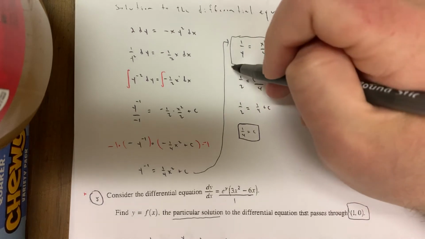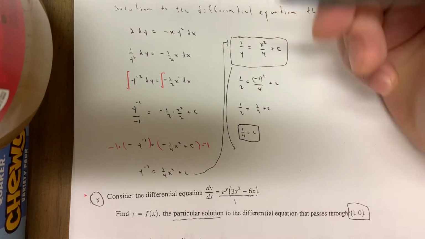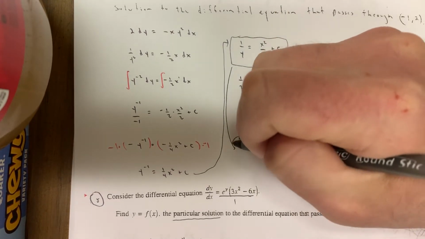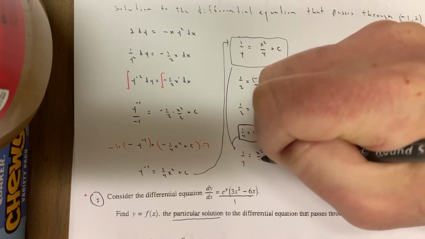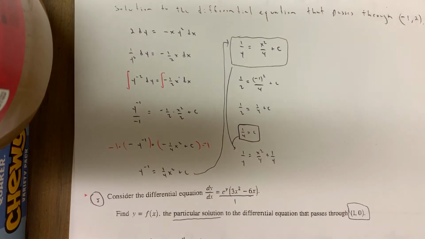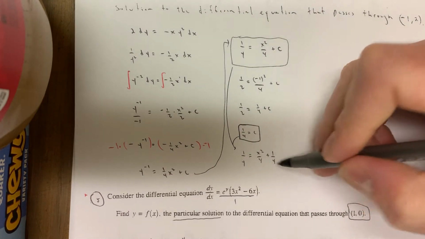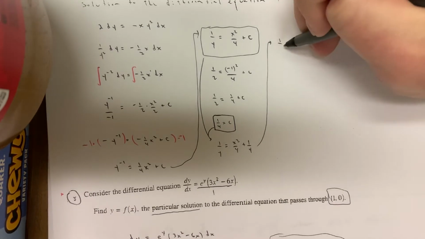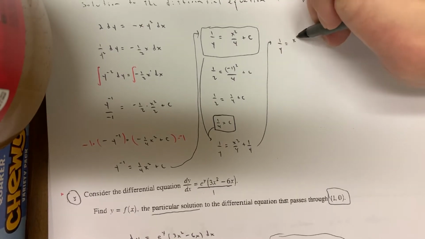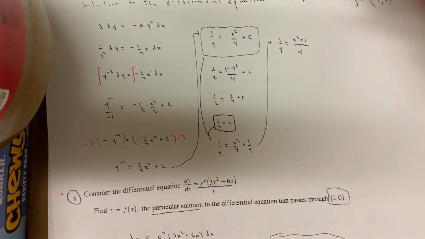All right, now I'm going to make sure that I plug that into this general solution. So 1 over y is now going to equal x squared over 4 plus 1 over 4. And you can see why I wrote it as x squared over 4. Now you can see we got those common denominators. Okay, so here we could actually get 1 over y equals x squared plus 1, quantity over 4. And now it's easy to take the reciprocal of both sides.